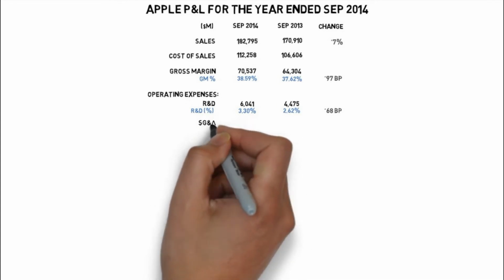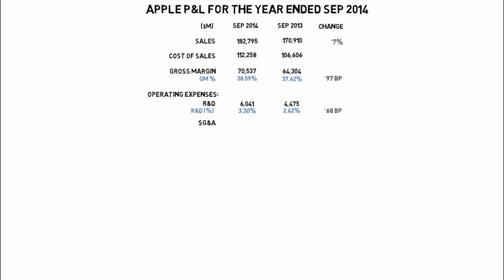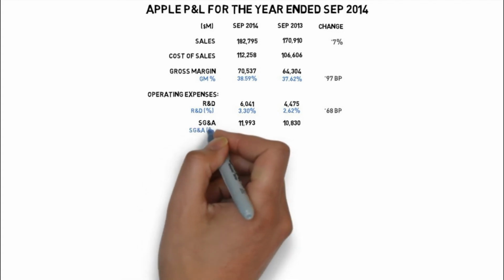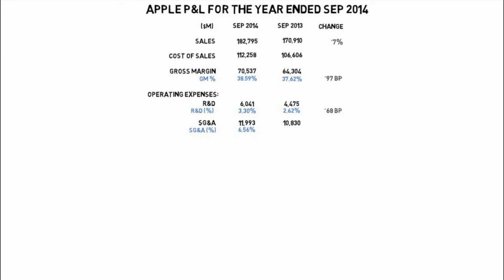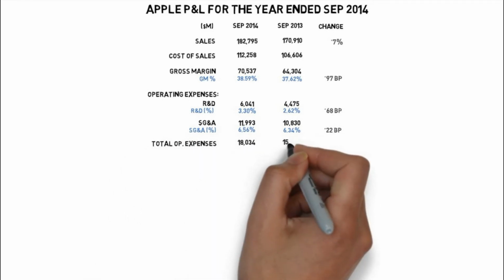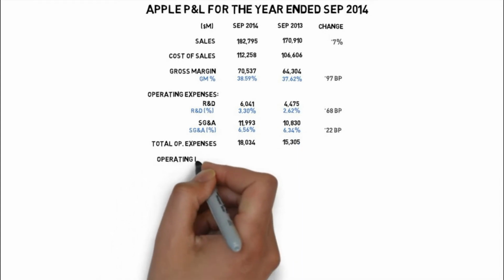Then we have selling, general and admin costs, otherwise known as SG&A. This will include things like the marketing budget, the cost of the retail stores, together with the cost of sales staff. If we calculate this as a percentage of sales, it comes out at 6.56% for 2014 versus 6.34% in 2013. By deducting the operating expenses from the gross margin, the company can then calculate the operating income.